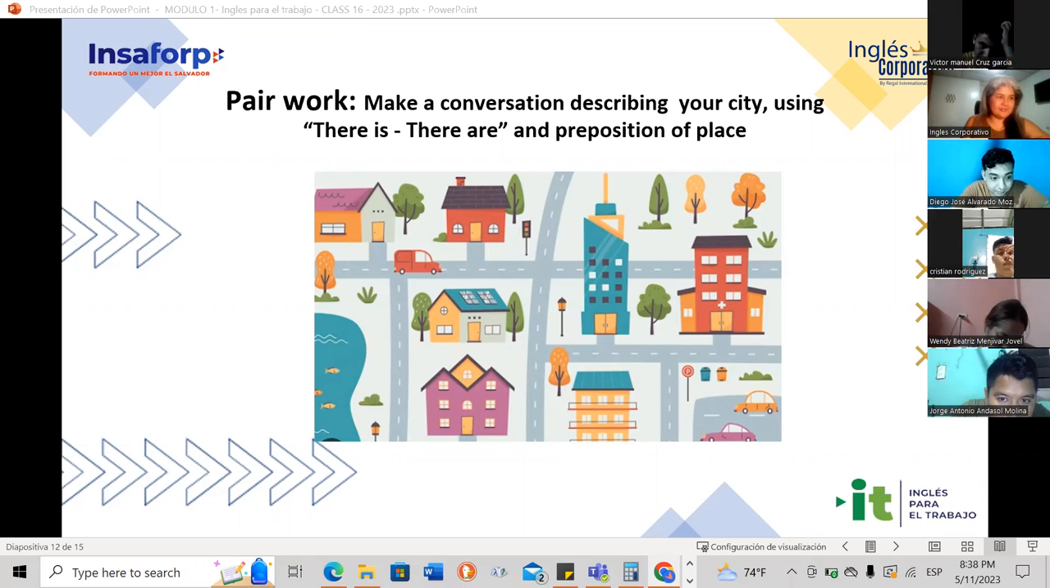Okay, va la primera. Are there a supermarkets? Yes, there are a supermarket. Is there a gym? Yes, there is. Okay. Is there a train? No, there isn't a train. Is there a police station? Yes, there is a police station.